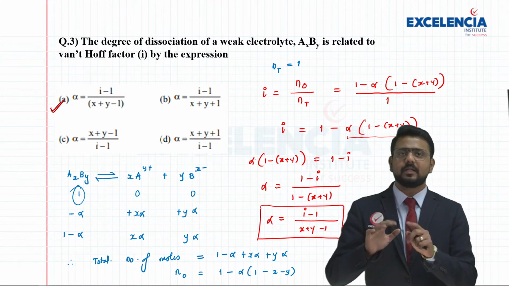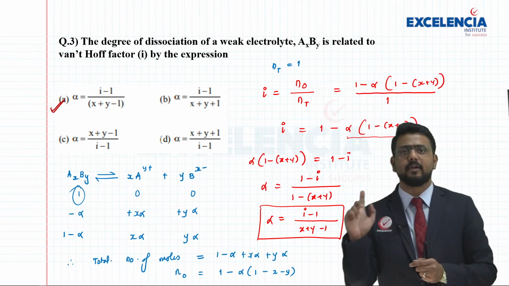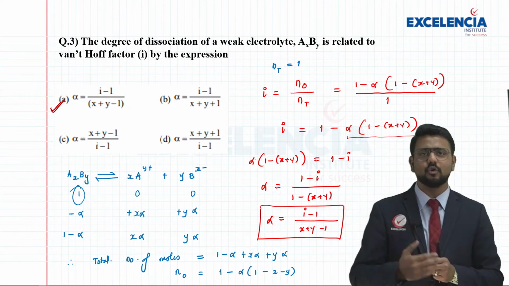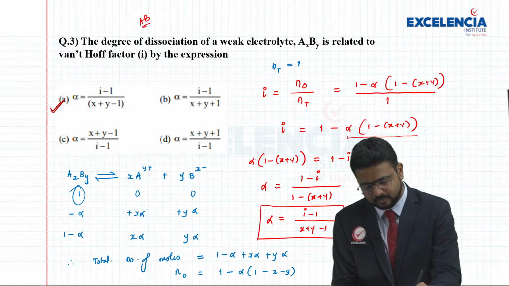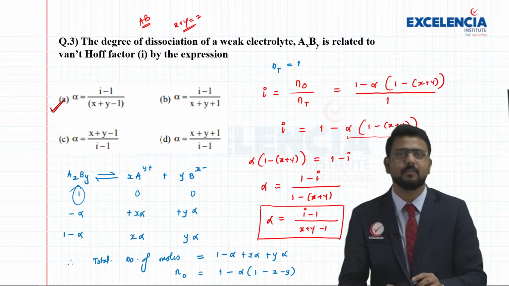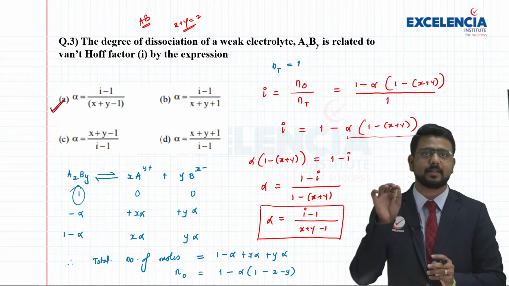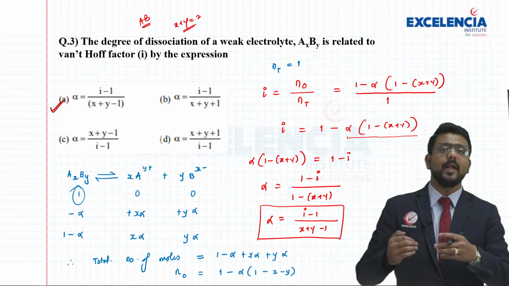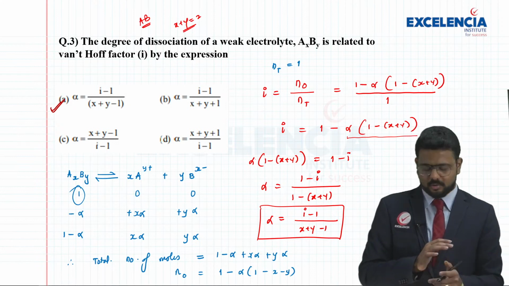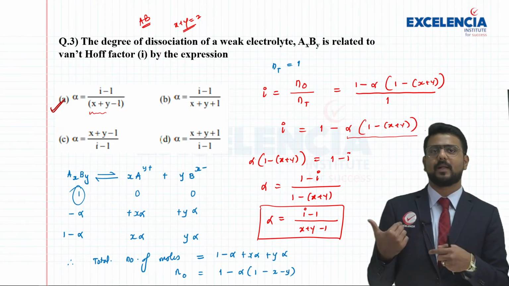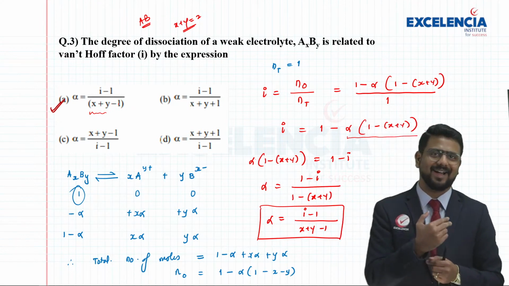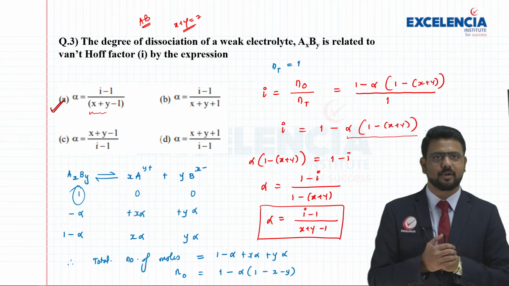So this is a general expression for the relation between alpha and i. Likewise, you could have different types of salts. So suppose I am saying that it is an AB type of salt, in that case x plus y should be equal to 2. That is nothing but the total number of particles produced by that particular salt. Depending on the type of salt, you will be able to write this part and determine the correlation between alpha and i. But yes, this is the general relation.